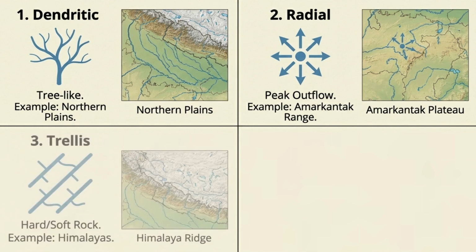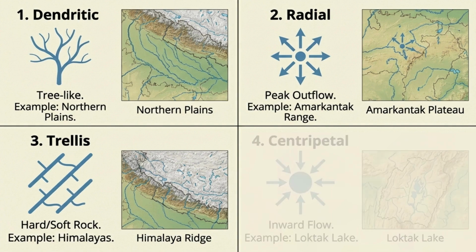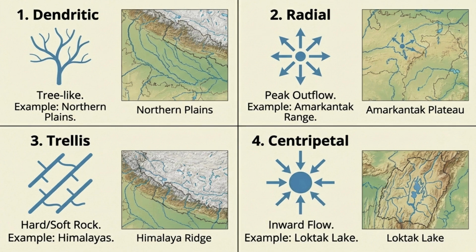Third is trellis. This develops where hard and soft rock bands alternate, forcing streams into a lattice-like arrangement. The example here is the Himalayan Ridge Zone. Fourth is centripetal, inward flow into a basin or depression. The example is Loktak Lake. Do not memorize the names as labels. Read the geometry. Once the shape is clear, the answer becomes obvious.